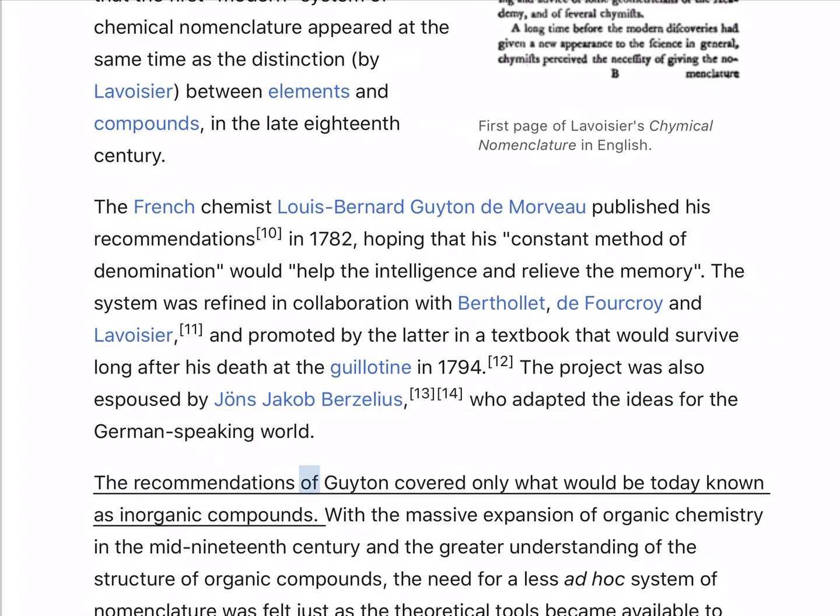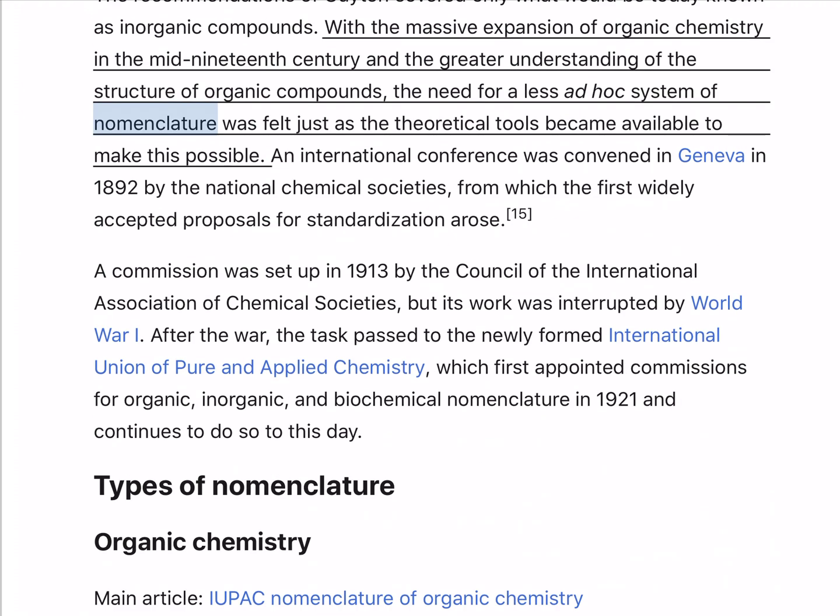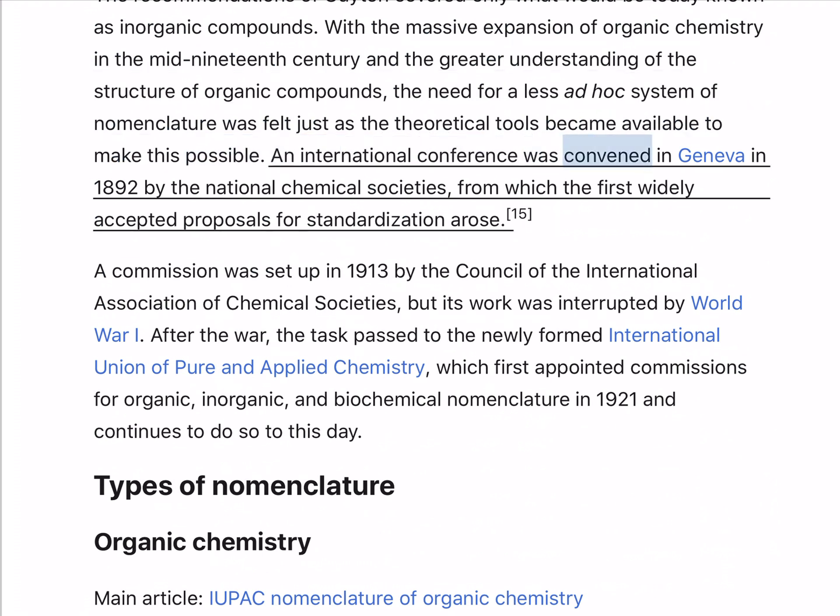The recommendations of Guyton covered only what would be today known as inorganic compounds. With the massive expansion of organic chemistry in the mid-19th century and the greater understanding of the structure of organic compounds, the need for a less ad hoc system of nomenclature was felt just as the theoretical tools became available to make this possible. An international conference was convened in Geneva in 1892 by the National Chemical Societies, from which the first widely accepted proposals for standardization arose.